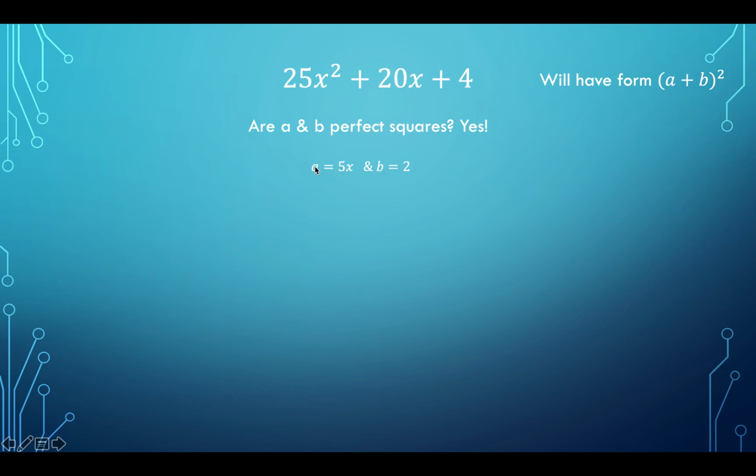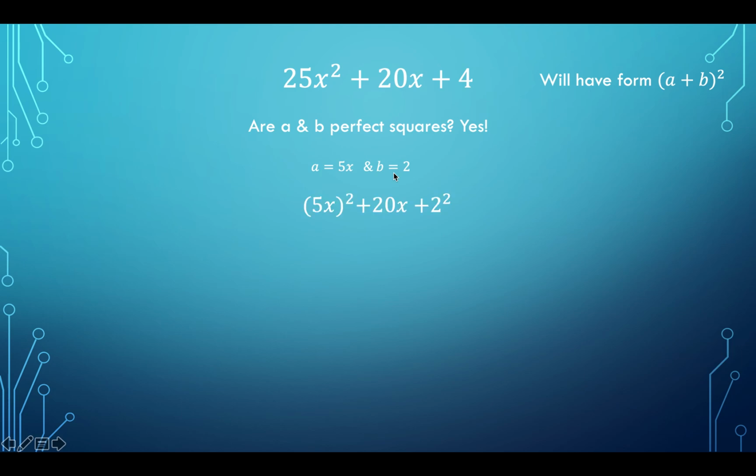So, what's the square root of 25? 5. And what's the square root of x squared? X. So our A is equal to 5x. And then B. What's the square root of 4? 2. So B is equal to 2.